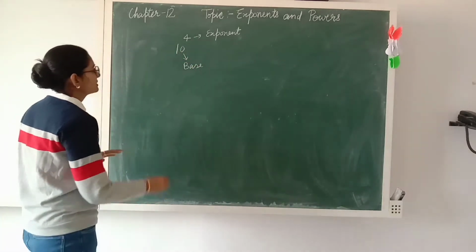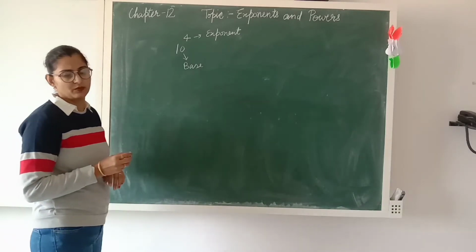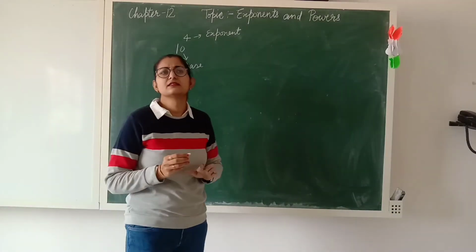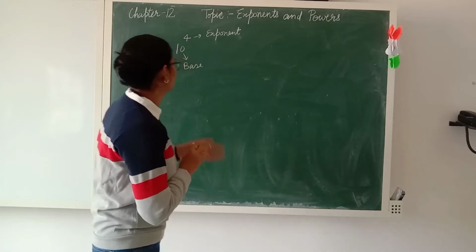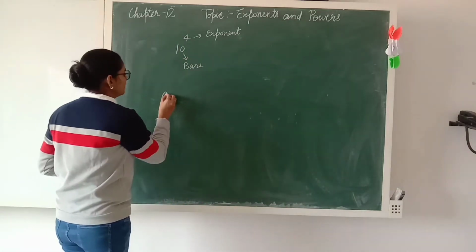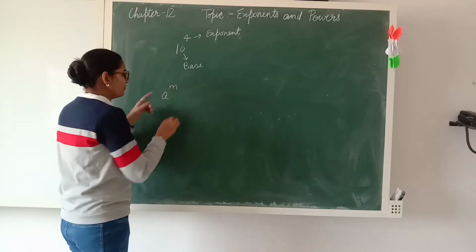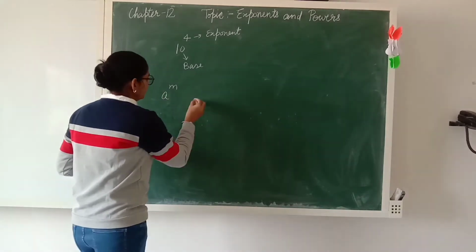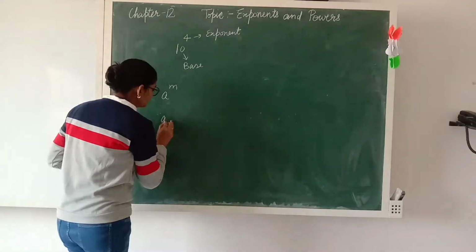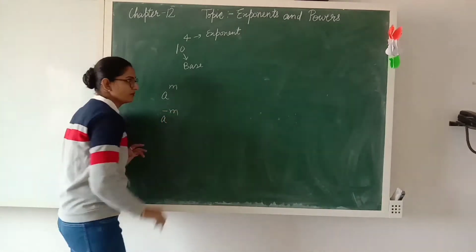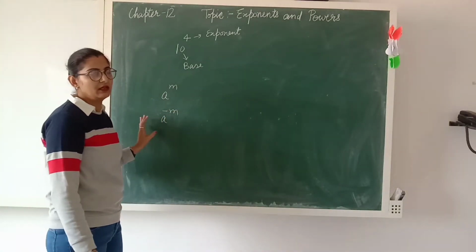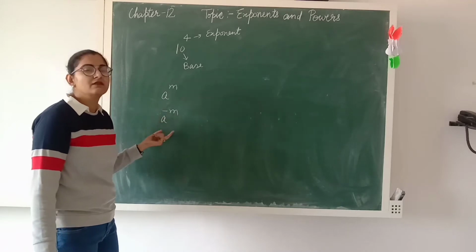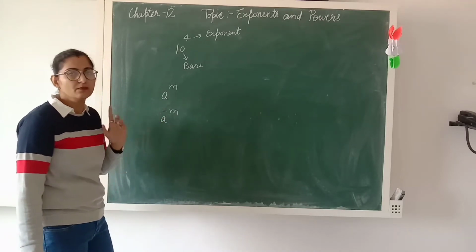Now we have to discuss some positive and negative exponents. In 7th class we already discussed positive exponents, like if you have a raised to the power m, where m is positive, you can solve this easily. If you have a raised to the power minus m, you can't solve this easily. To solve this, you have to convert this negative into positive.